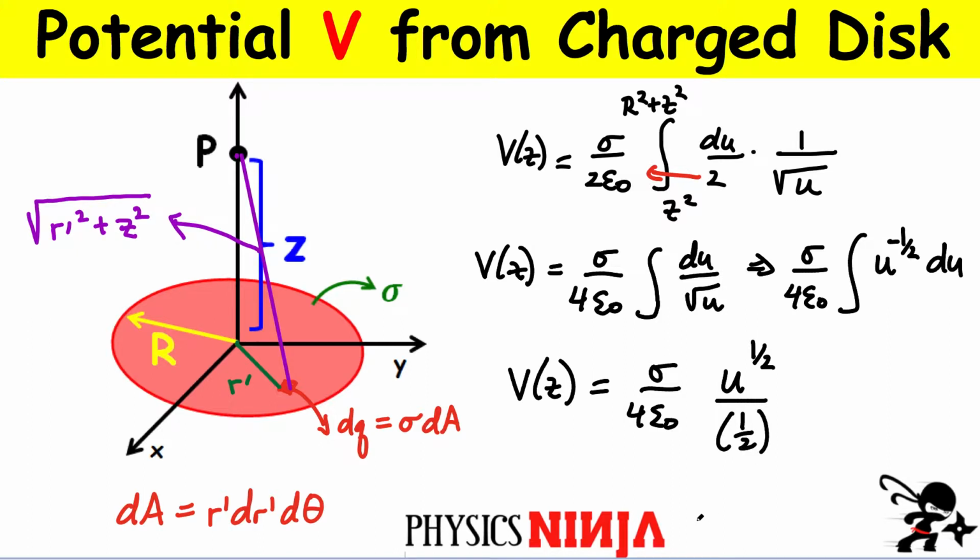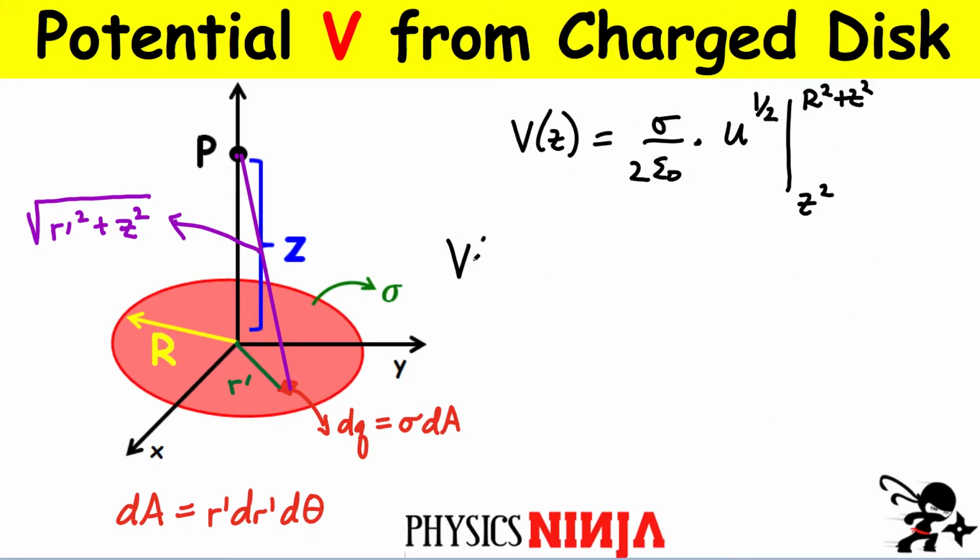So we get this. And again, this is evaluated now between the limits of z squared and r squared plus z squared. So all we have to do now is simply substitute those limits into this expression, and we'll have our final expression for the potential. One thing I could simplify over here, this 2 can cancel out. I could take 2 out of there, and I'm left with this. All right, one last step. We get to our final expression. Let's do it. So I'm left with now just substituting those limits.